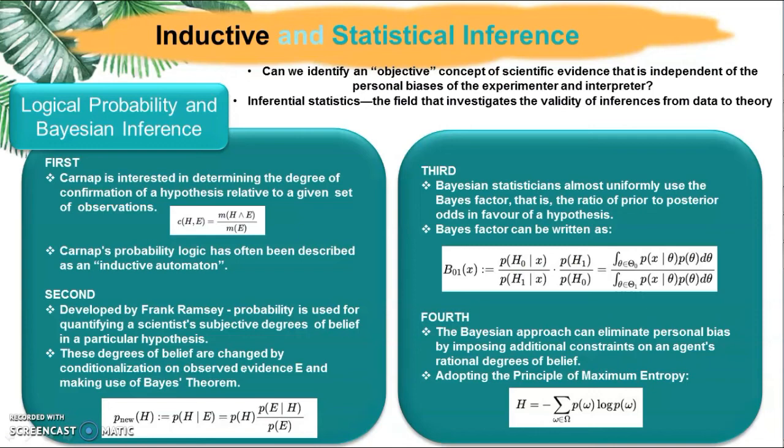The Bayesian approach can eliminate personal bias by imposing additional constraints on an agent's rational degrees of belief. One way to do so consists in adopting the principle of maximum entropy. And this is the formula for this principle.